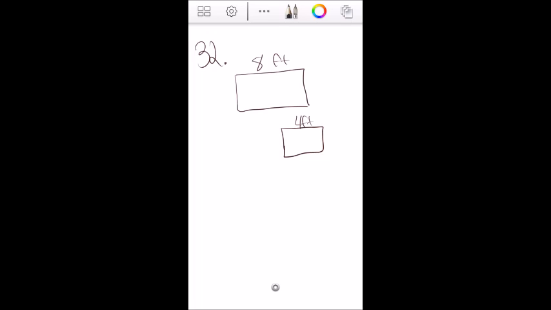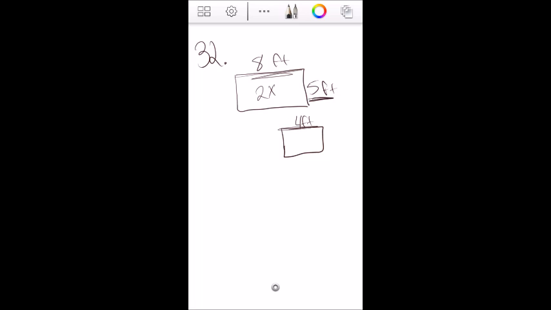It then says Desiree wants the width of her larger flower bed to be 5 feet. So the question's asking, what must be the width of the smaller bed in order for it to be similar? Well, we can see right here, there's a ratio. This length and this length have a ratio of 2 to 1. The bigger one is exactly 2 times as big as the smaller one.